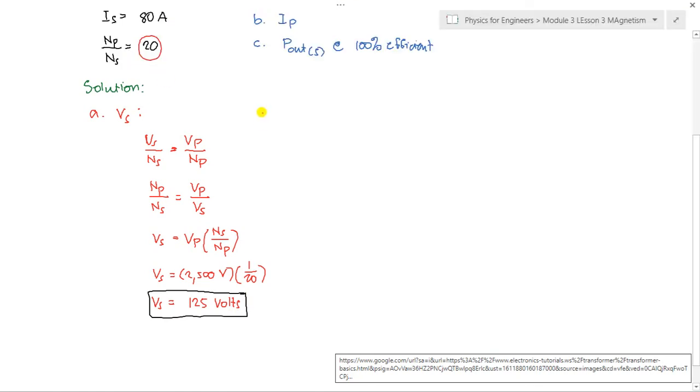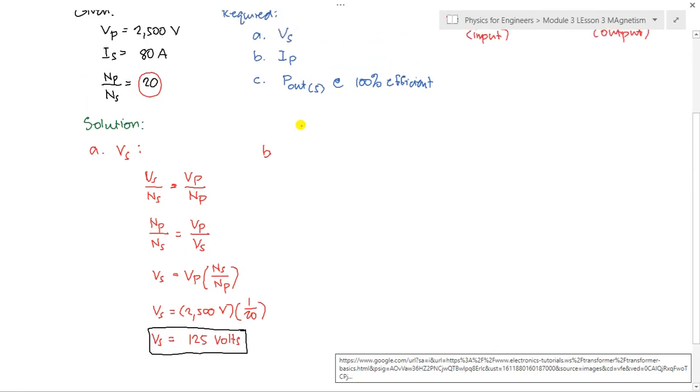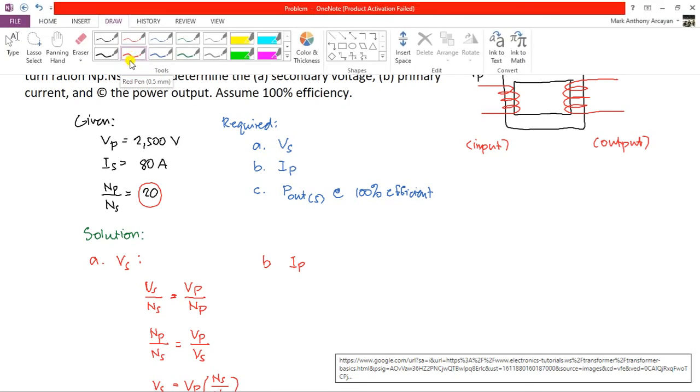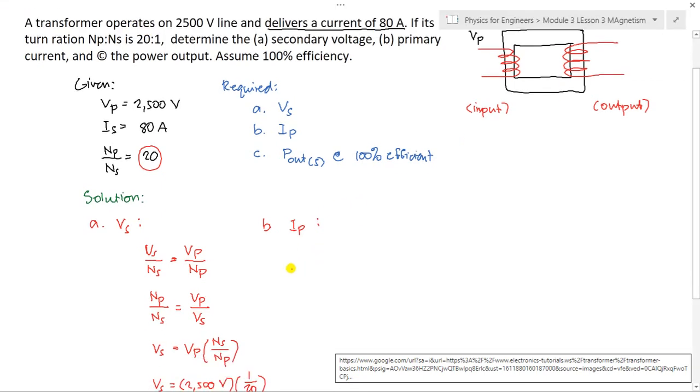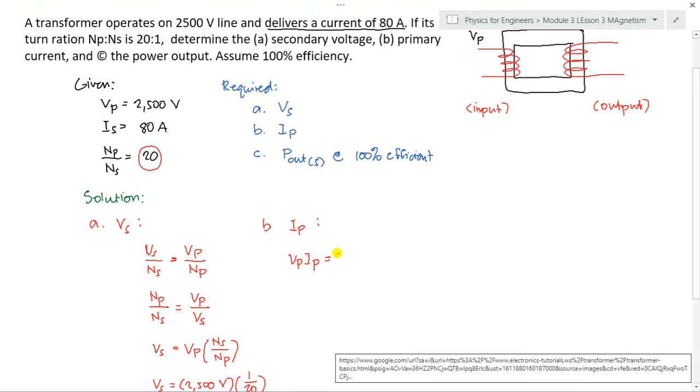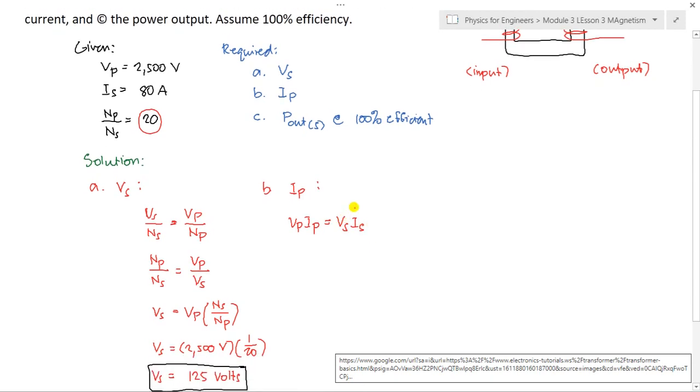Then, for letter B, that is the primary current, IP. Since naa na man tay VP og VS, we can now solve by using the first condition, diba? The power of the primary is equal to the power of the secondary. So that is, we have VP IP is just equal to VS IS. Given si VP, given si VS, given si IS, so we can now solve for IP. IP is just equal to VS IS all over VP.